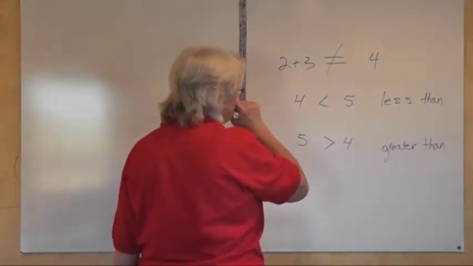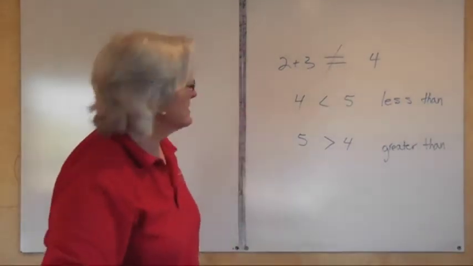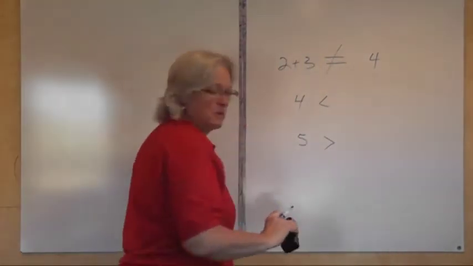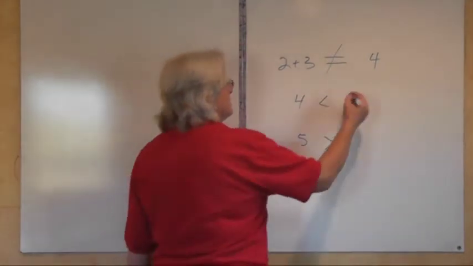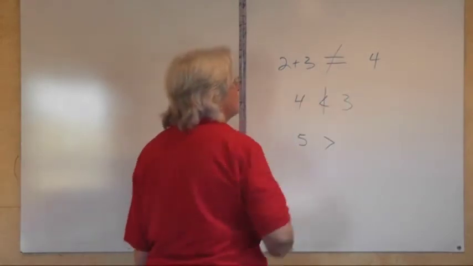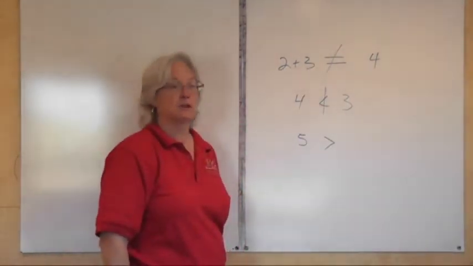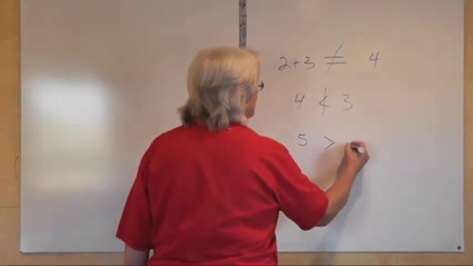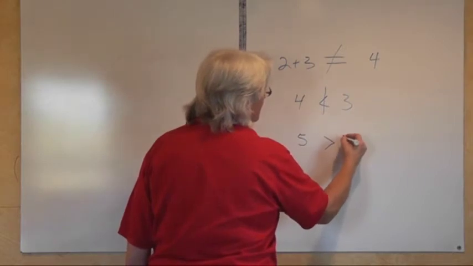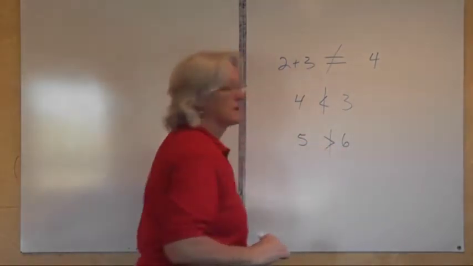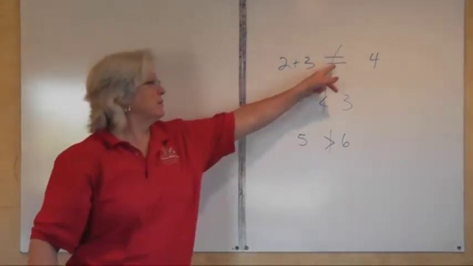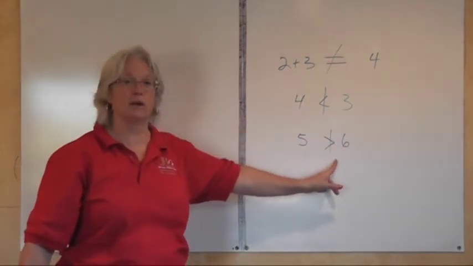Now, what if instead of saying that 4 was less than 5, we changed both of these and put 4 is less than 3? Is that true? No. 4 is not less than 3. 5 is not greater than 6. So when you slash your symbol, you're just saying the opposite. Not equal to, not less than, not greater than.